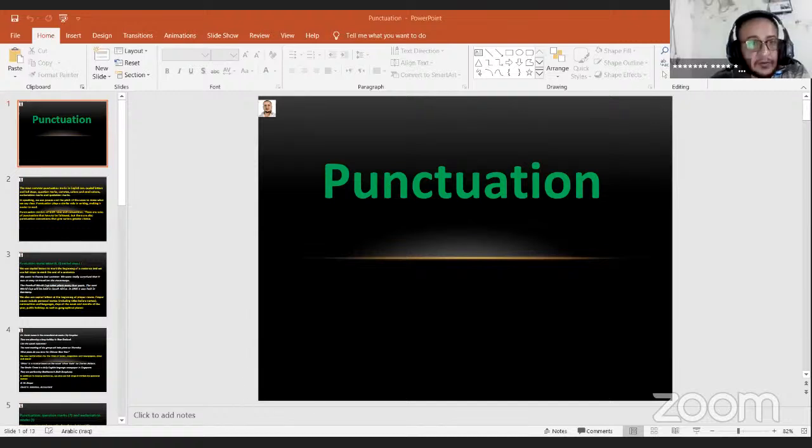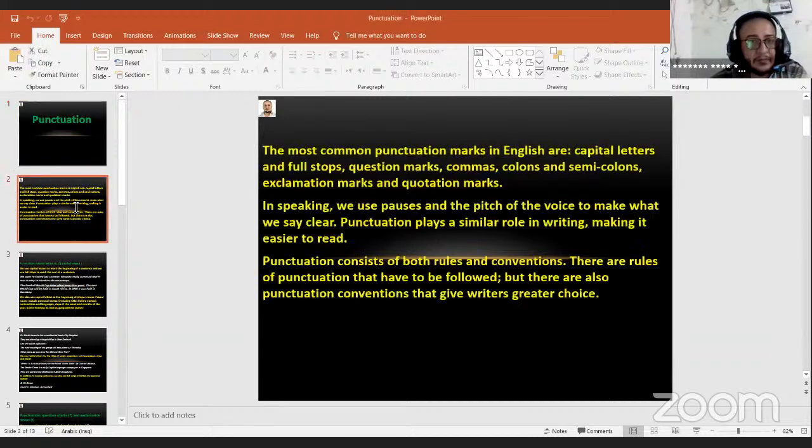Okay. Now, to share it on the screen, let's start explaining punctuation. The most common punctuation marks in English are capital letters and full stops, question marks, commas, colons, semicolons, exclamation marks, and quotation marks. In speaking, we use pauses and the pitch of the voice to make what we say clear. Punctuation plays a similar role in writing, making it easier to read.